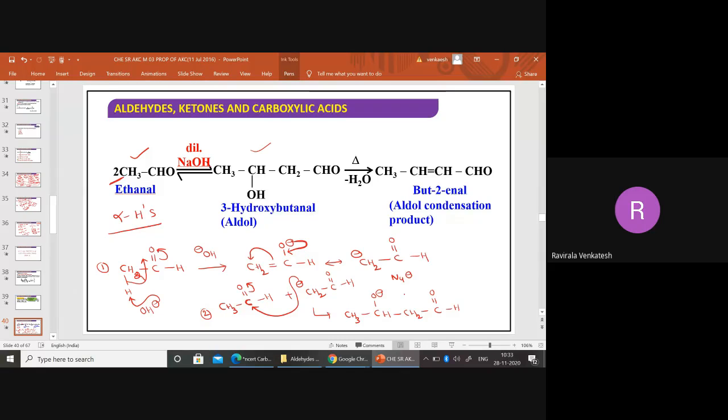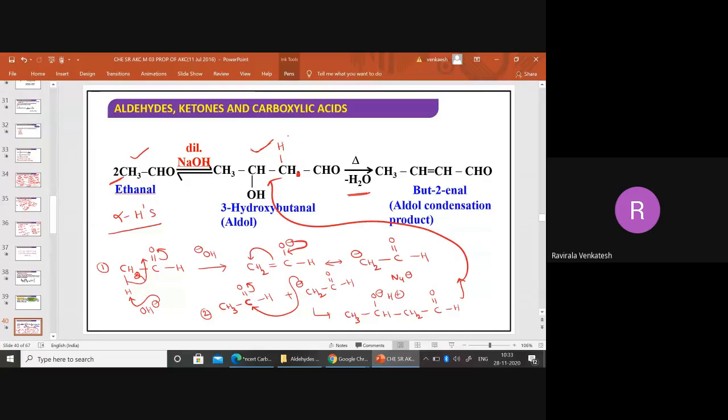Now add H plus to this one, and you will get this product. This is called the Aldol reaction. Up to here is your Aldol reaction. Now what is Aldol condensation? When you remove a water molecule from this product, that is called the Aldol condensation reaction. How to remove the water from this one? Just do one thing: put one hydrogen here, put one hydrogen here.